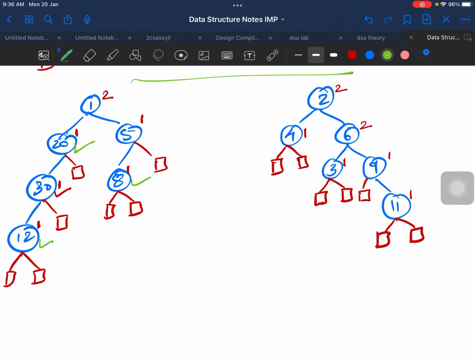Then comes 5. So 5 has two children, one original node and one external node. The external node's S value is always 0 and the original node's S value is 1. So 1 is greater than or equal to 0. Yes, that's why this node 5 is valid.